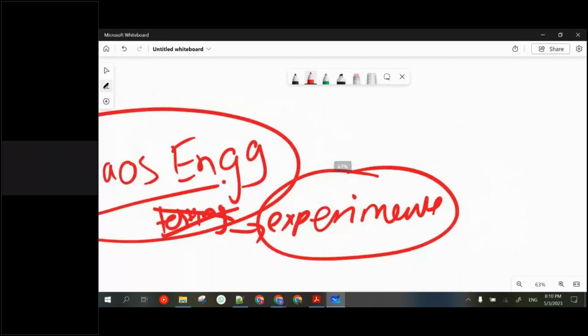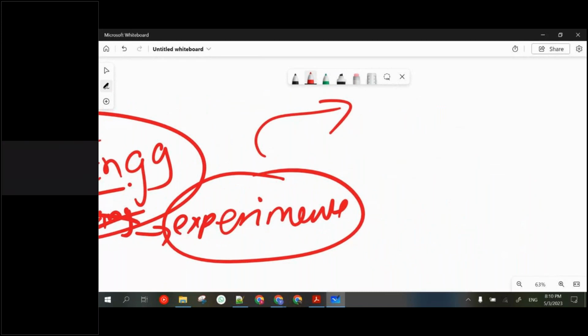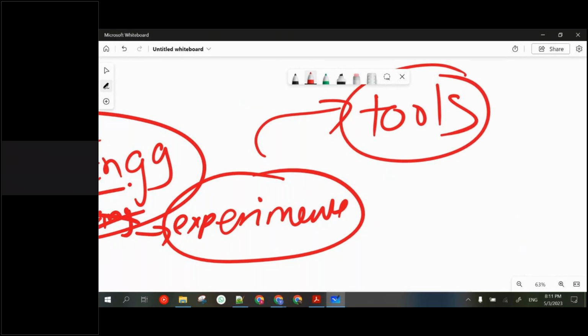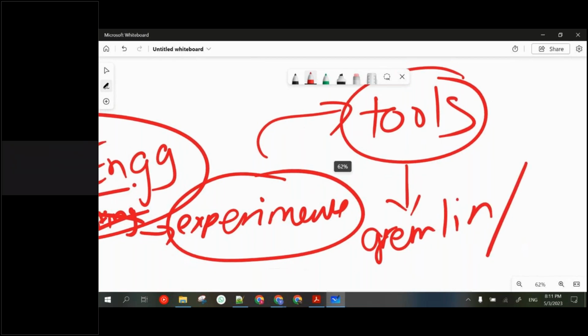The next is, if you take any domain or any engineering activity, there will be tools which make your life simpler with respect to the fundamentals of what you are testing. The tools we are going to see are mainly Gremlin and something called Litmus Chaos.